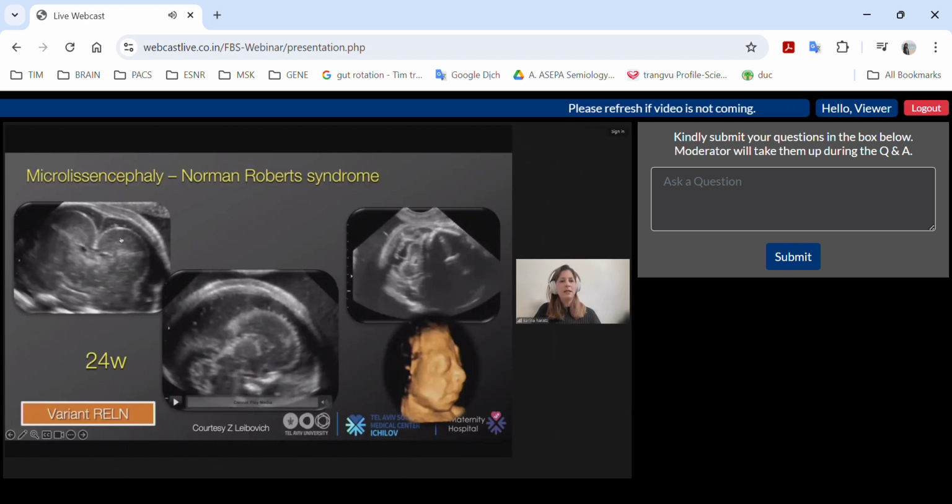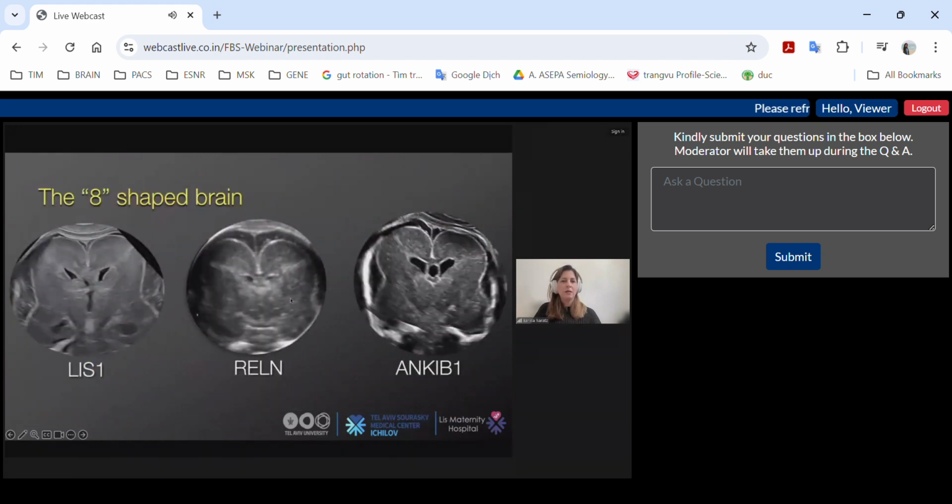Sometimes we see these H-shaped brains at 24 weeks associated with a very, very small brain, and this is microlissencephaly, a variant in the RELN gene, Norman-Roberts syndrome, with also specific facial findings. But if we check three types of lissencephaly here, we can tell that these are H-shaped brains around 24 weeks, and each one of them is related to a completely different gene.